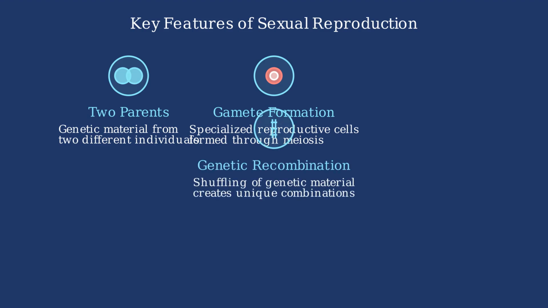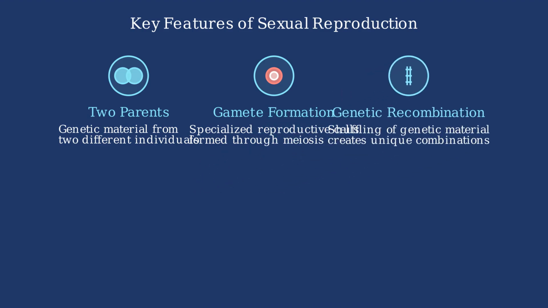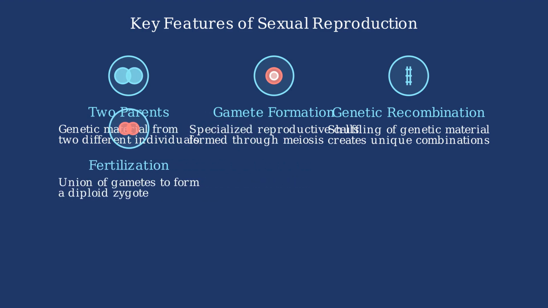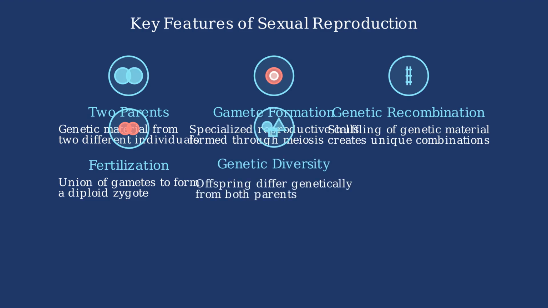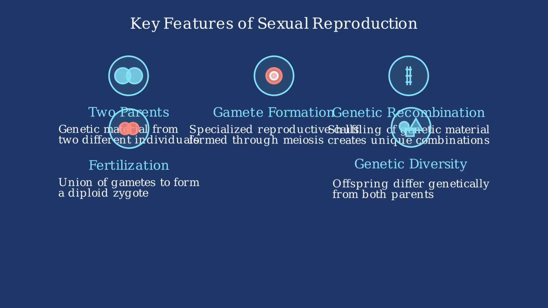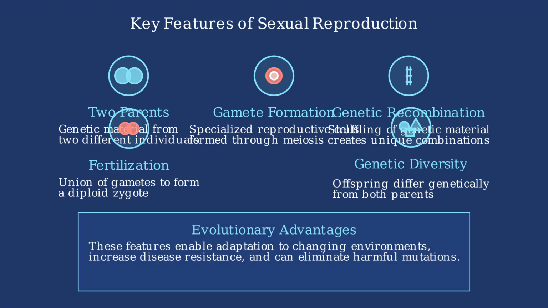Third, genetic recombination occurs where genetic material is shuffled to create unique combinations. Fourth, fertilization brings together the gametes to form a diploid zygote, the first cell of a new organism. Finally, this process produces genetically diverse offspring that differ from both parents. These key features provide important evolutionary advantages that help species adapt and survive over time.